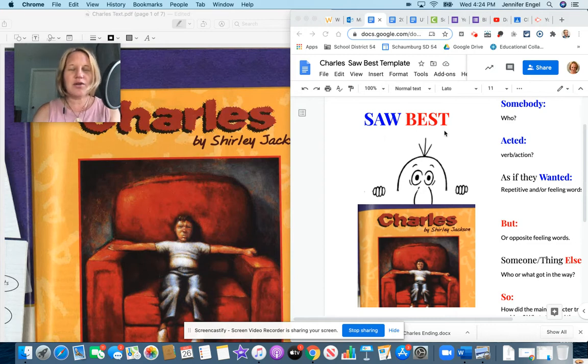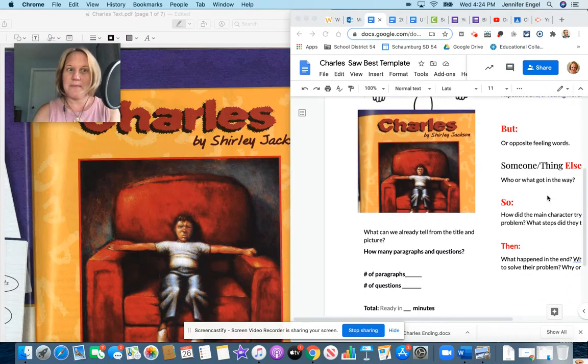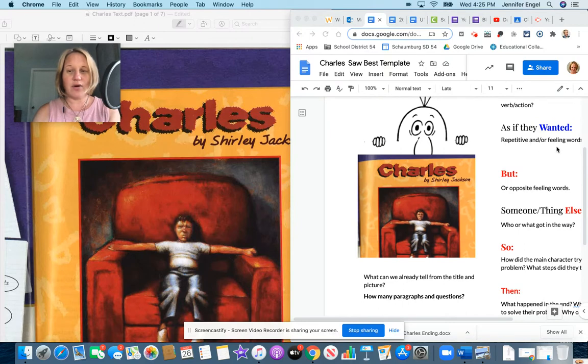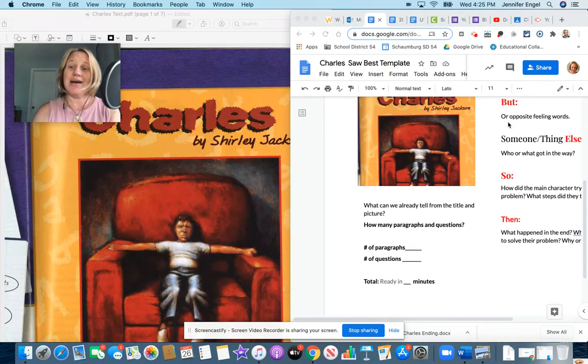This is called a mnemonic device: Somebody who acted, what was a verb or action that they took, as if they wanted. I often will look for repetitive words or feeling words, but there's always someone or something that gets in the way. So we literally look for the word but, or we look for opposite feeling words that we might have looked for up here. But someone or something wanted something else. So who or what got in the way?